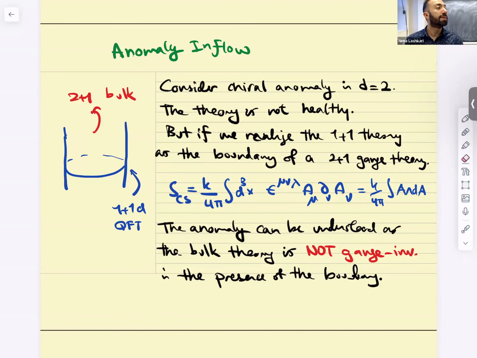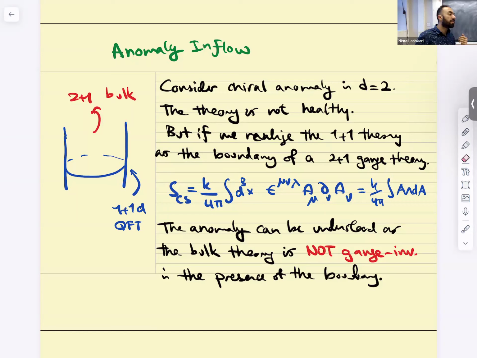All right. Any other questions? All right, so now we start the discussion of today's lecture, anomaly inflow. So we said that a gauge theory that's anomalous is bad. It's an ill-defined theory as a quantum theory. If you want to construct a Hilbert space, all of that is bad. But let's not right away discard it. Let's keep it in the game and see what we can say.